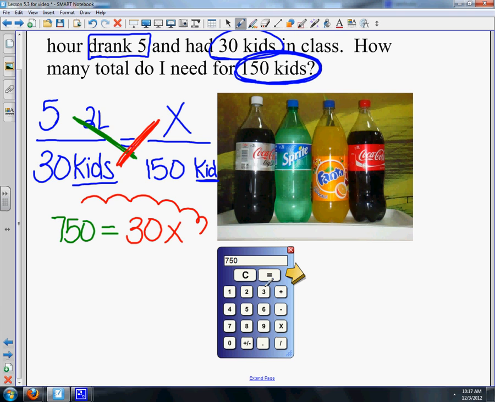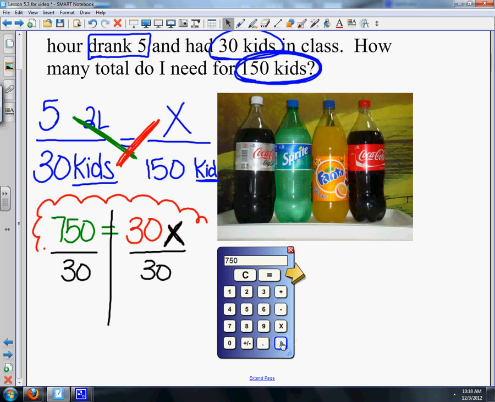So now look at this equation. This is what we just did in chapter 4. If you remember, we did one-step equations where you had to solve this problem. So now, what you do is you draw a line, and then I look at my x. That's 30 times x, so I'm going to divide both sides by 30. So I divide by 30 on my calculator, and I should buy 25 2 liters.